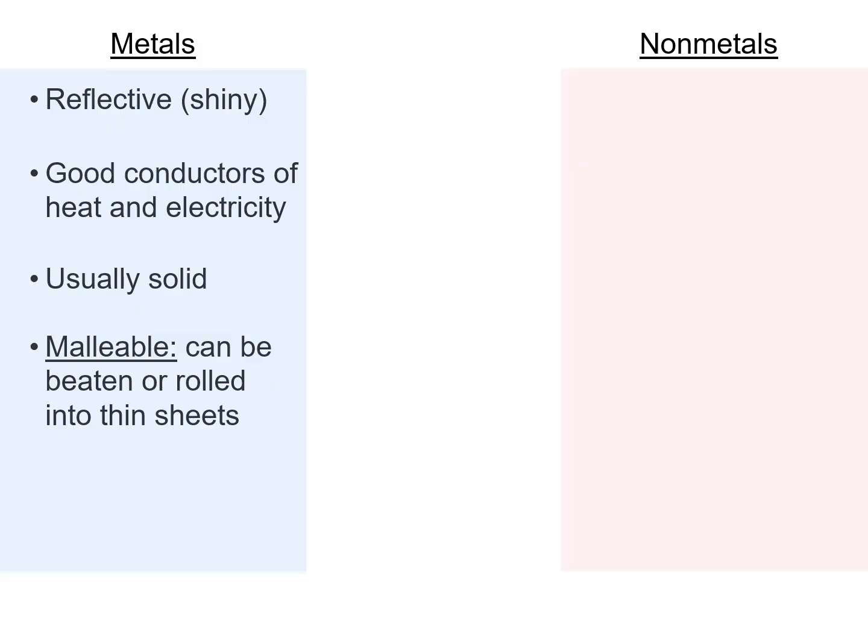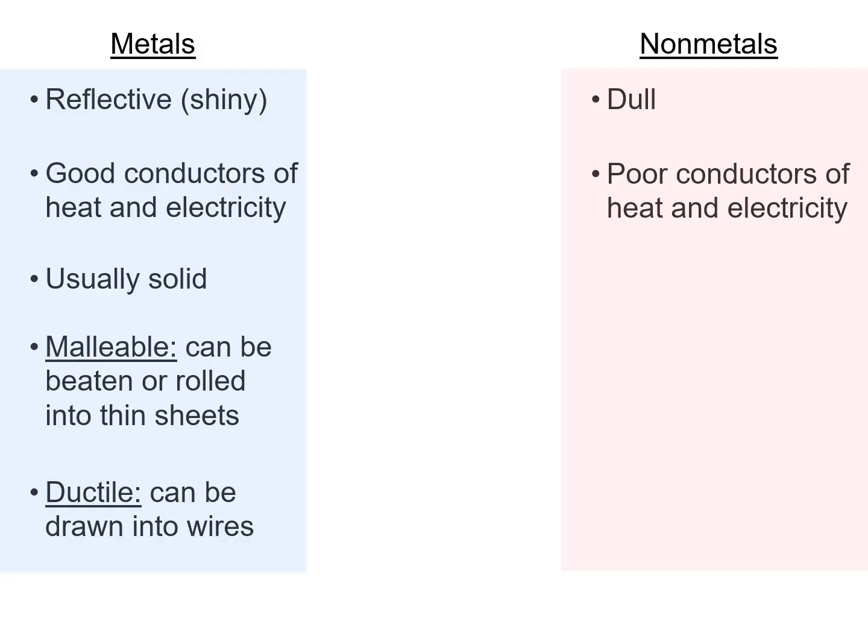They are malleable. That means that they can be beaten or rolled into thin sheets. I just think of whacking something with a mallet, so malleable. And then they are ductile, which means they can be drawn out into wires. And then over on the nonmetal side, we have their characteristics. Nonmetals are kind of like the opposite of a metal. So if a metal is shiny, a nonmetal is dull. Nonmetals are poor conductors of heat and electricity, and they tend to be insulators.